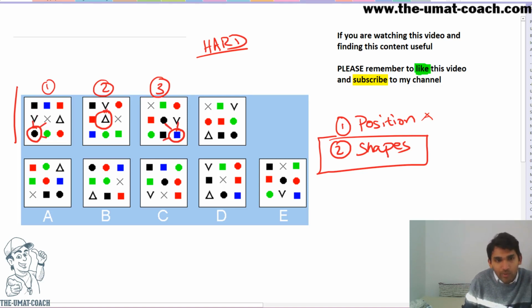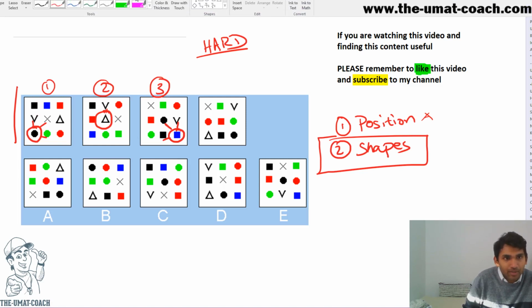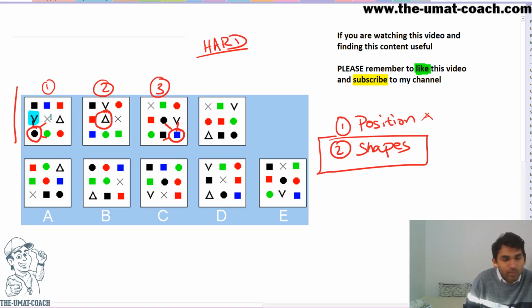When you do that, can you see the pattern? Let me just highlight it in blue. This V shape is present in all of them, and whatever's under it gets shifted, gets thrown away. So based on that, whatever's under this V shape, this green hexagon circle polygon, will be taken away. So this one has it, not it, not it, not it, not it.